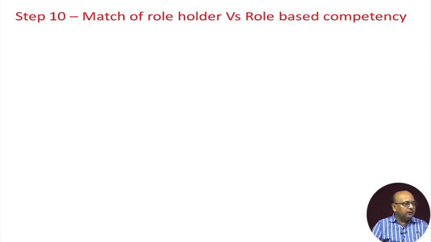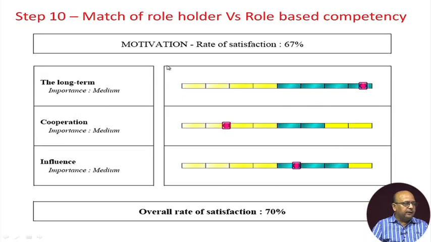Okay. Similarly, you will find some other important factors, okay. What is the long term orientation, cooperation, influence. So, you see where he stands. So, that is how you can see what is the rate of satisfaction with this particular variable and what is the required level, and accordingly you can identify the gap.